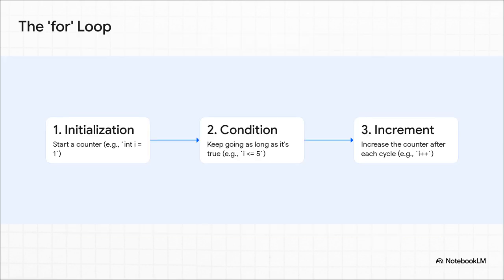Okay, but what about repetitive stuff? Like, what if we need to check the tire pressure on all four tires? You don't want to write the check tire code 4 separate times, no way. That's what loops are for. A for loop, for example, is perfect for this. It just has 3 parts.